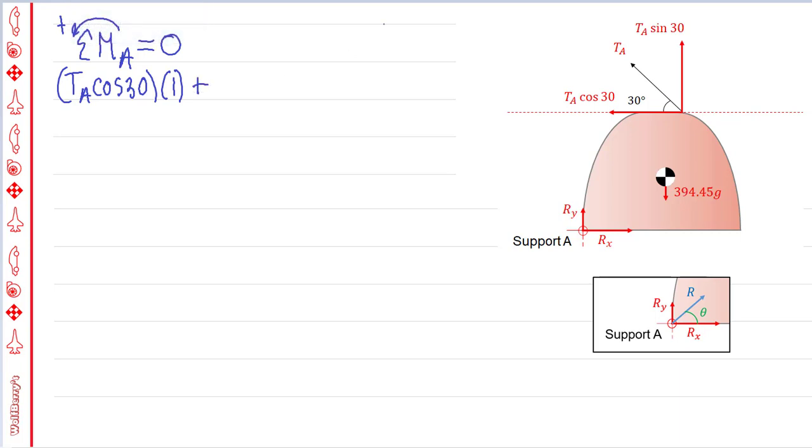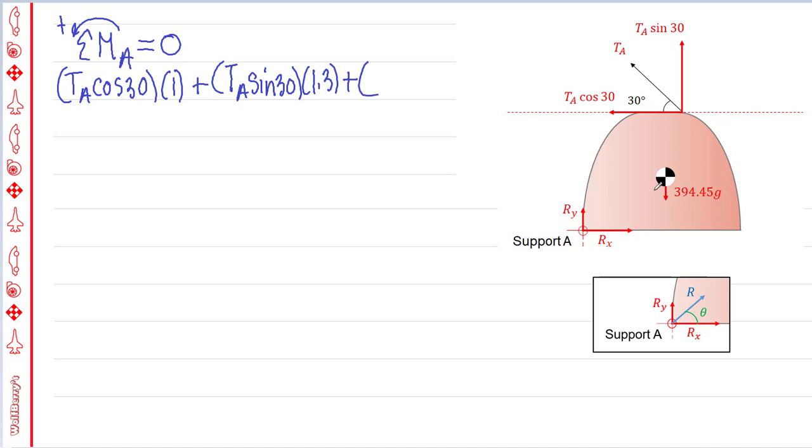Now, plus our next term. The next term I'm going to go for is TA sine 30, which is this component here. So again, force times perpendicular distance to the pivot. So it's distance from here to the end of the body. Now, this is 1, this is 0.3, so it's going to be 1.3. Again, this is also anti-clockwise around the pivot. So plus TA sine 30 multiplied by 1.3.